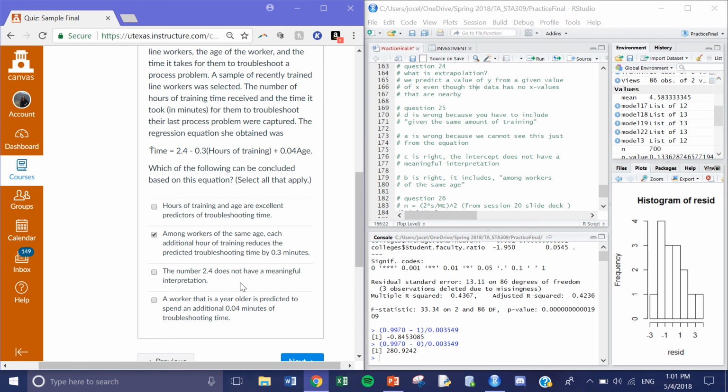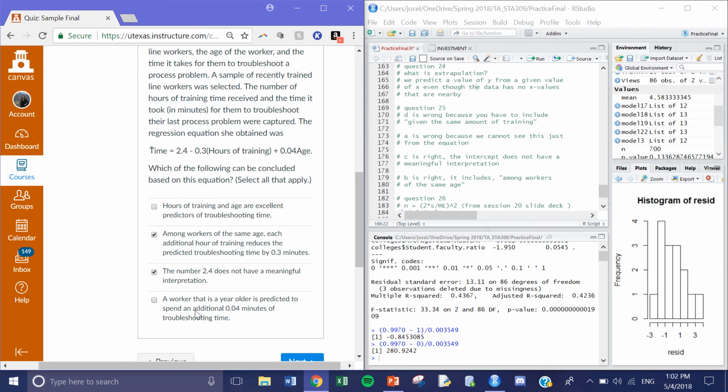The number 2.4 does not have a meaningful interpretation. Also very true. So the intercept is basically, among workers with 0 hours of training and that are 0 years old, it would take them 2.4 minutes. That does not make any sense because you would not have a worker that is 0 years old. So that's why the intercept does not have a meaningful interpretation.